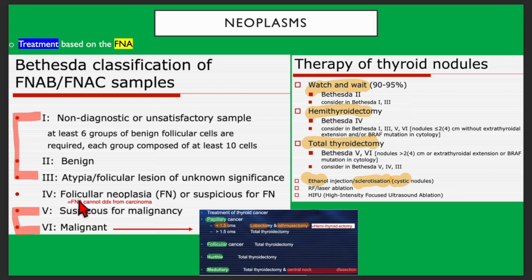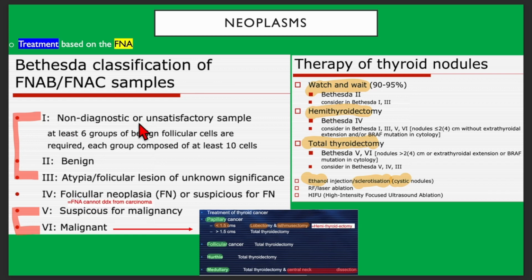We said that fine needle aspiration cannot differentiate between carcinoma and adenoma. So number 4, the follicular cells, falls under hemithyroidectomy. Just remove half of the thyroid. We don't know if it's an adenoma or carcinoma. And after you remove it, only then can you do the microscopy, the pathology, the biopsy, the histology, and see if it was cancer or not.